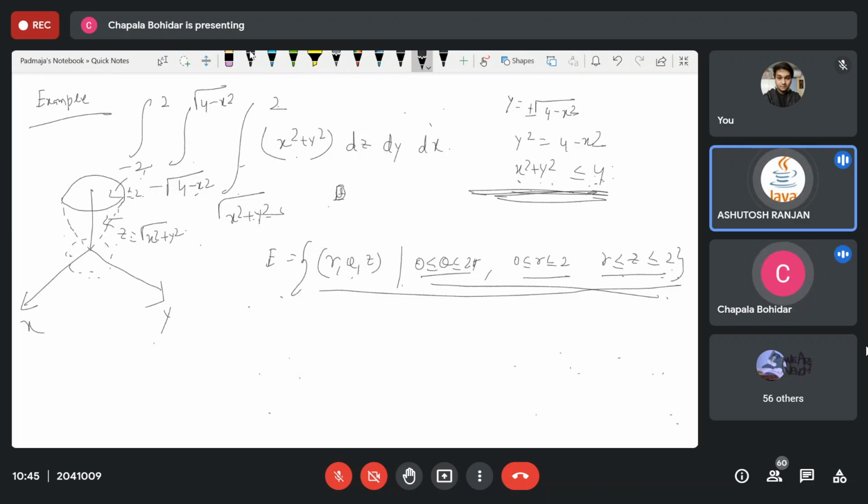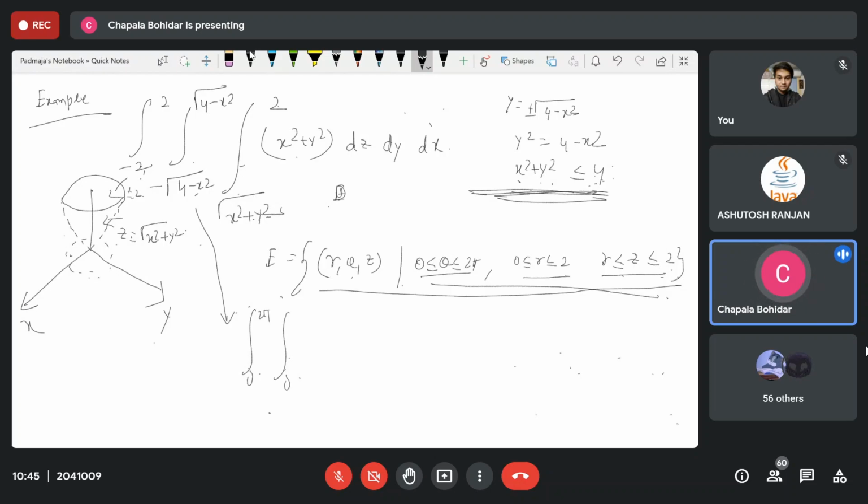Okay, so now we write down the triple integral. I can convert it like this. First, theta lies from 0 to 2 pi. Then r lies from 0 to 2. Then z lies from r to 2. Then the value x squared plus y squared I can write as r squared, then dz, then r dr d theta. So I can write r here and then I can solve.